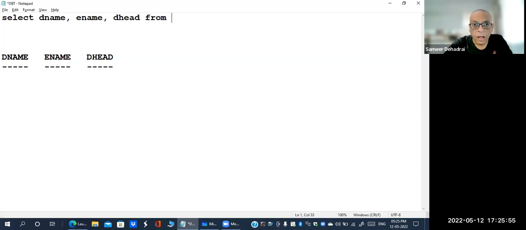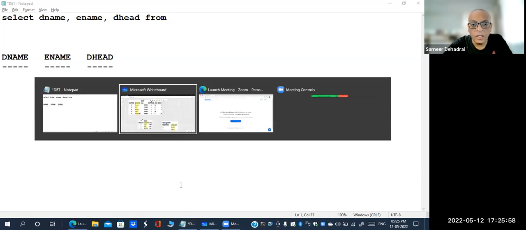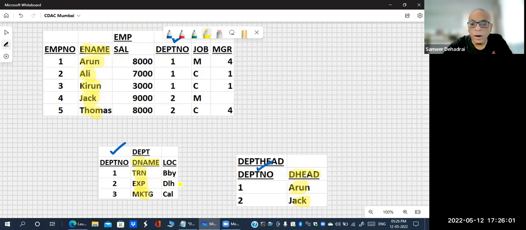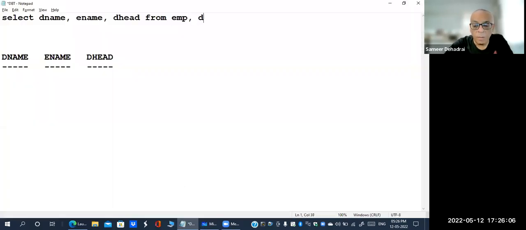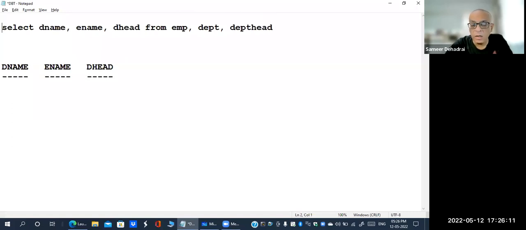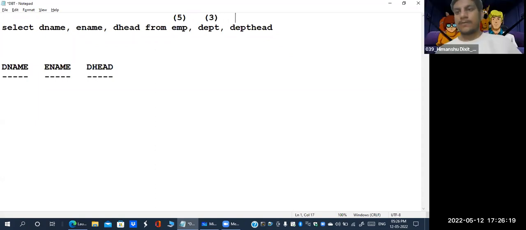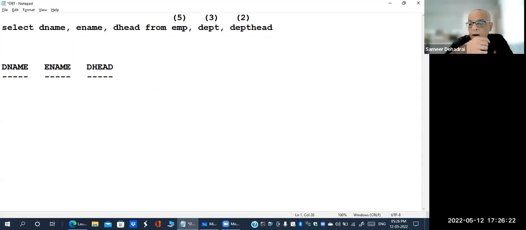from. I'm selecting from three tables. Which three tables? EMP table, department table, department head table. From EMP, department, department head, just separate by commas. See the order of the tables. EMP has 5 rows, department has 3 rows, department head has 2 rows. Try to maintain this order. Driving table, it will affect your speed of processing.